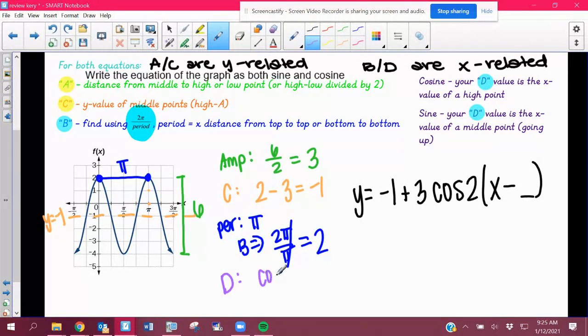I said I was going to find a cosine, so I'm going to look for the x value of a top point. I have one at 0. I have one at pi. Okay. If I wanted to write a negative cosine, if I wanted to find that negative, the bottom point, I could use pi over 2.